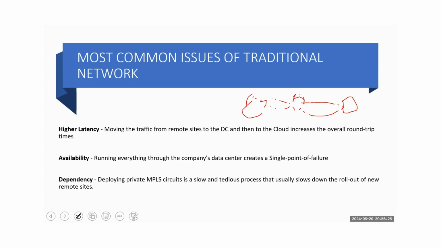Then we have the dependency. Deploying a private MPLS circuit is a slow and tedious process, and that usually slows down the rollout of new remote sites. In a production environment, there's always a requirement to install a new circuit at new sites. Requesting an ISP to provide the MPLS circuit can take from 2 months to 3 months to 6 months, sometimes even 1 year. Correct, so this is a tedious and lengthy process that needs to be followed, and there is a lot of loss of operation and loss of business to the customer itself. So these are the most important reasons why the traditional network was failing.